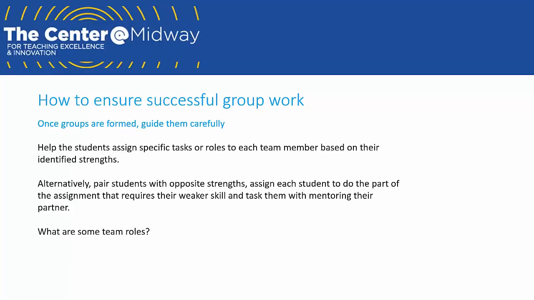Once the groups are formed, the next thing that we recommend is that the instructor guides the groups carefully. Help the students assign specific tasks or roles to each team member based on their identified strengths, or pair students with opposite strengths and assign each student to do the part of the assignment that requires their weaker skill and task the other student with mentoring them. So what are some of the team roles that you might assign to students?